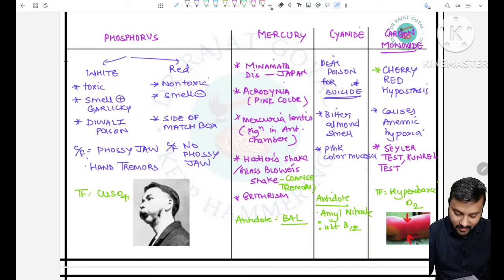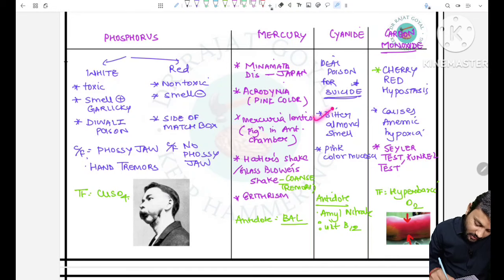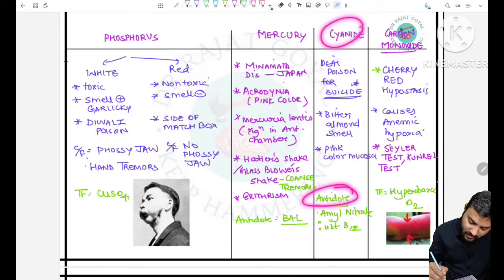And the next one is cyanide. If we talk about cyanide, then it is the ideal poisoning for suicide, because it will lead to very sudden death, and it has a bitter almond smell, and pink color mucosa will be there, seen in the postmortem report. And the antidote for cyanide poisoning is amyl nitrite or vitamin B12.